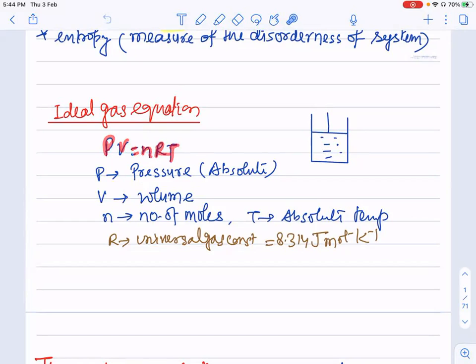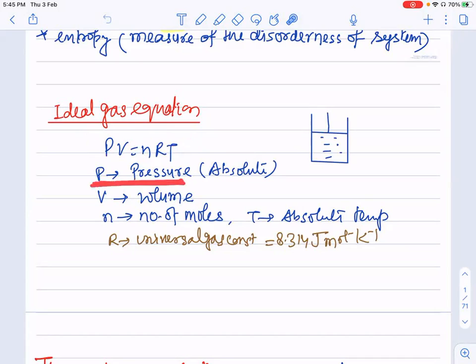Okay. In other words, if we increase the pressure and keep the volume constant, temperature will go up. Or the other way around, if we increase the temperature and keep the pressure constant, volume will go up. Or if we increase the temperature, both may go up. So these three variables are there, P, V, and T. They are related like this, and P is the pressure.